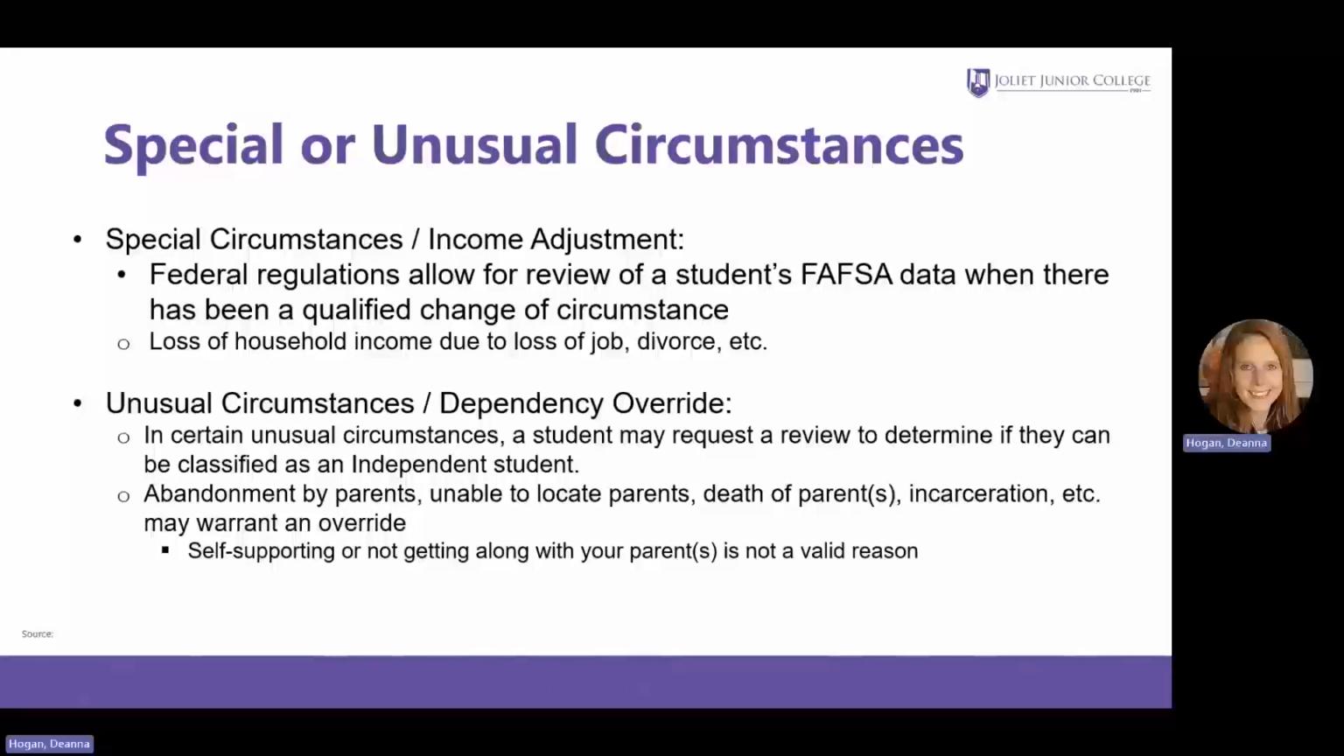If there's been a qualified change of circumstances, such as a significant loss of household income from a job loss or a divorce, the student may be eligible for a special circumstances appeal to have the income adjusted on the FAFSA. And in certain cases, students may qualify for a dependency override, which would reclassify them from a dependent student to an independent student and would exclude them from having to provide parental data on their FAFSA.